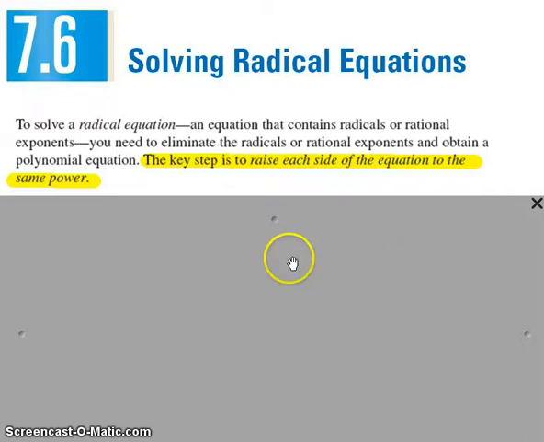The first point to make, I think this is the very first paragraph in the textbook, at least it's the first that I've copied here. This sentence is very important. If you're going to try to solve a radical equation, and up until now we've been talking about how to simplify radical expressions. They weren't equations, they weren't set equal to anything.